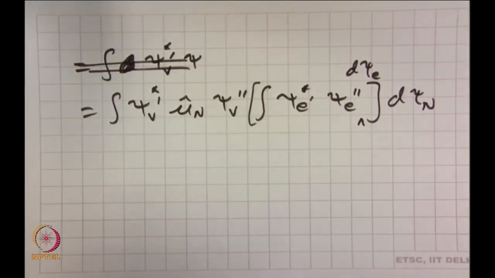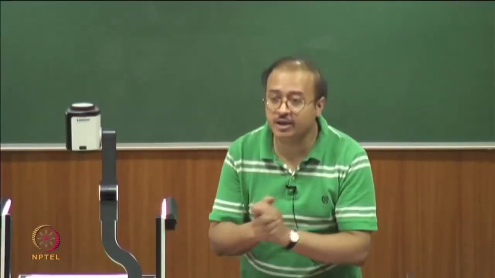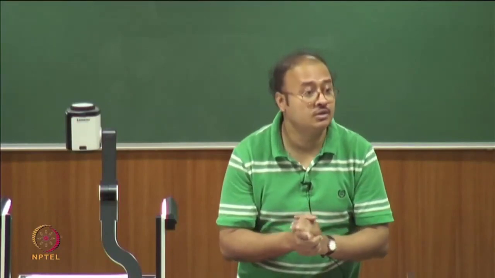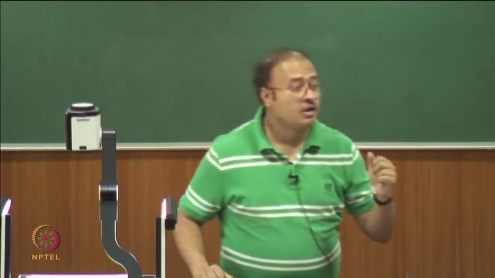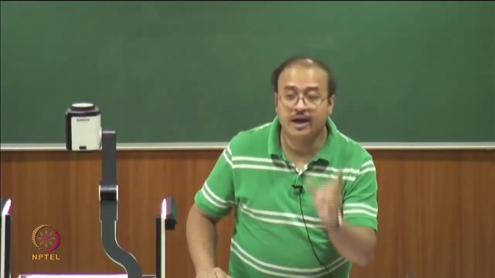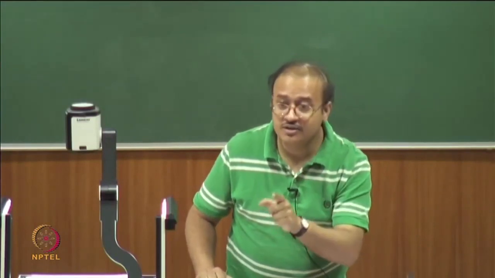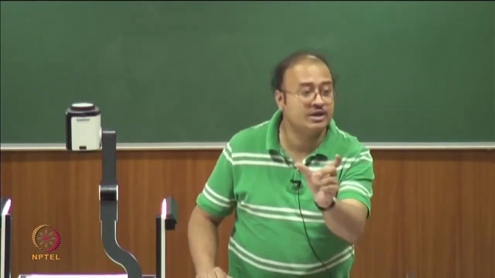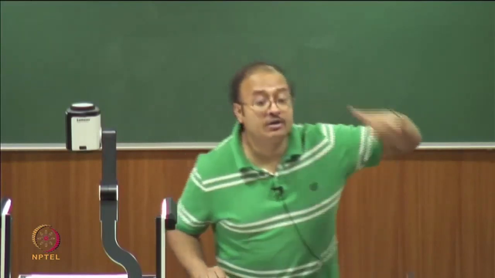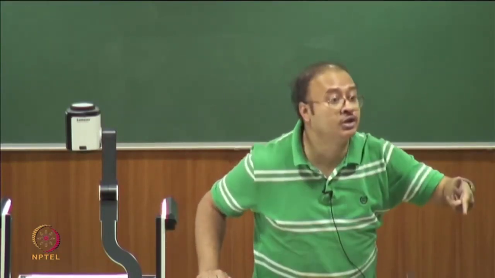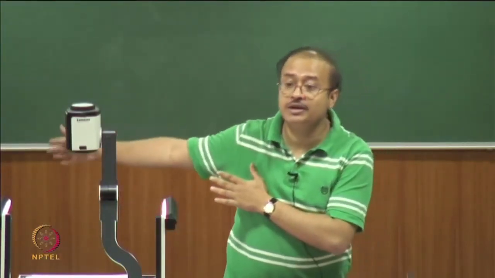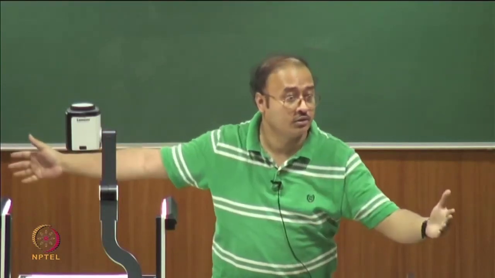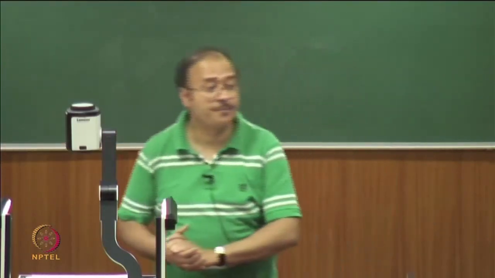Is it okay with you how I have written it? What I have done is I have just separated out the nuclear component from the electronic component, keeping in mind that mu n will only be sandwiched between which ones? The psi n's, which is essentially the psi v's. You will have an integral with psi e prime star psi e double prime d tau e, because that is the integral with electronic coordinates. And because the electronic integral also depends upon the nuclear coordinates, I have d tau n at the very last. Because d tau n is like a father figure for everyone, everything depends upon d tau n.